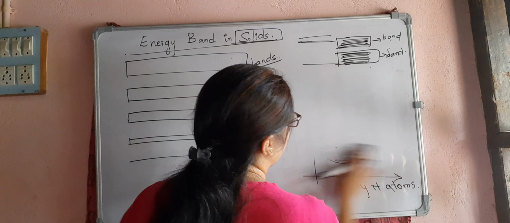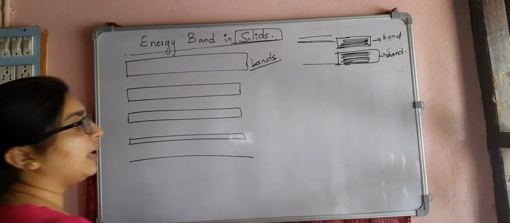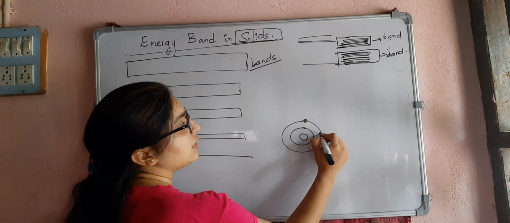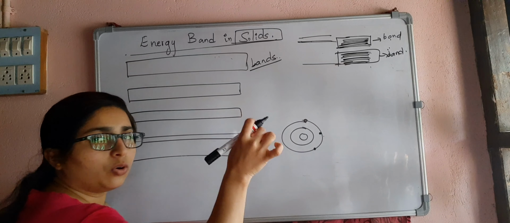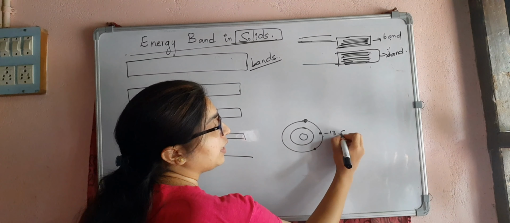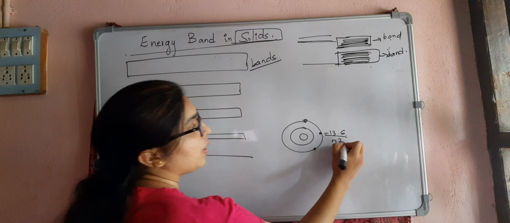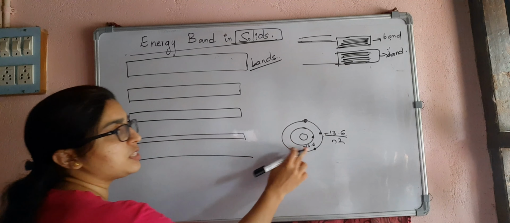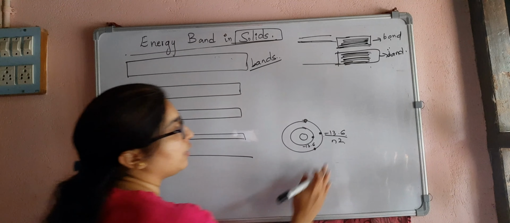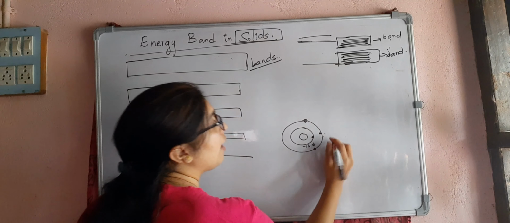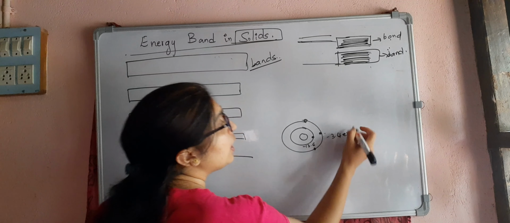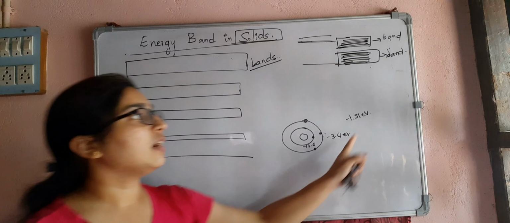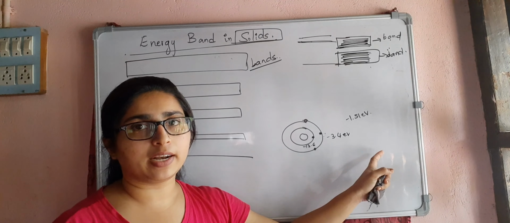Because see, in an isolated atom, the electron in an orbit has a confined energy of minus 13.6 divided by n square. All the electrons in the first orbit will have minus 13.6 electron volt. Here everything will have minus 3.4 electron volt. Next it will have minus 1.51 electron volt. That is definite in an isolated atom.